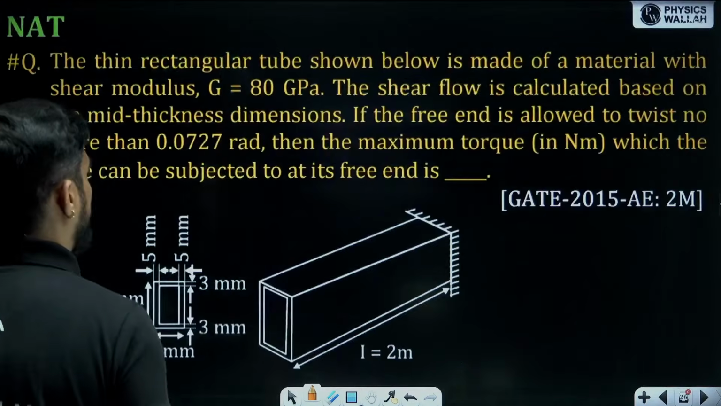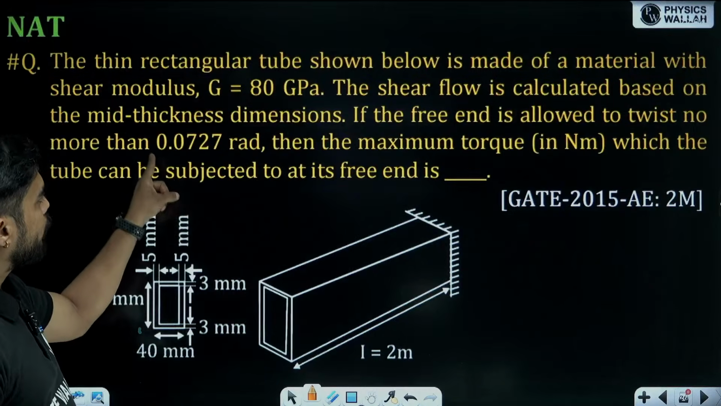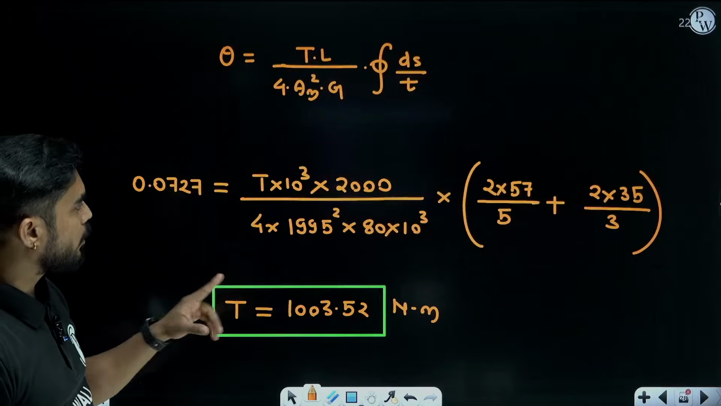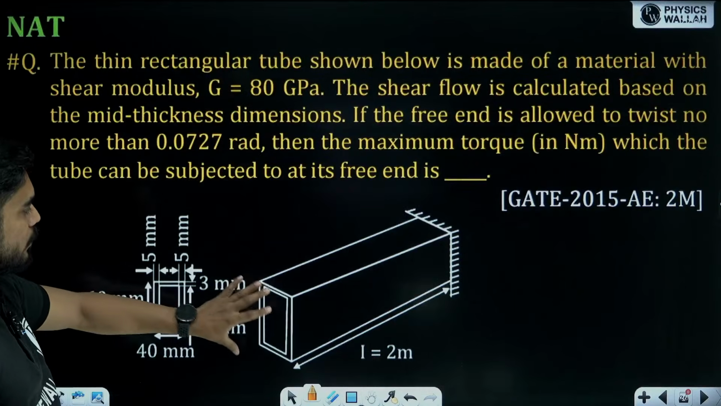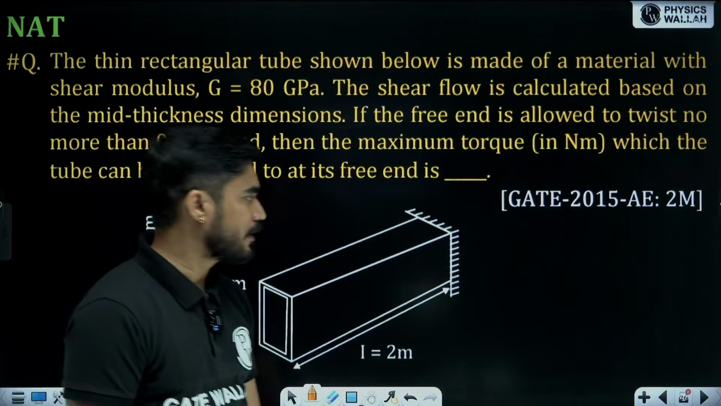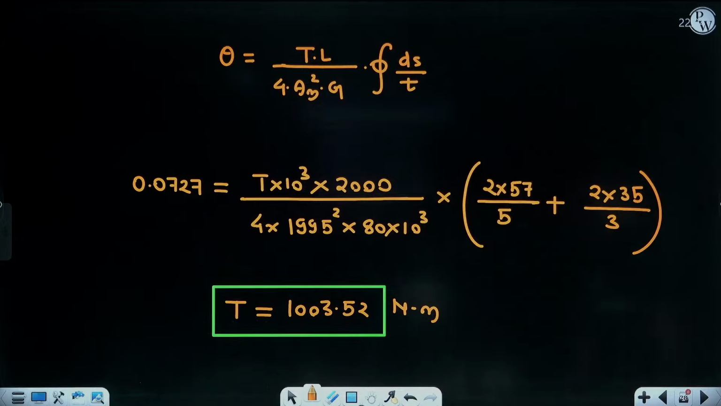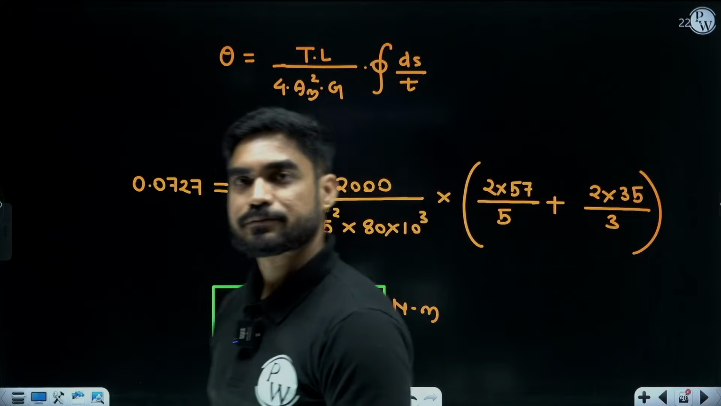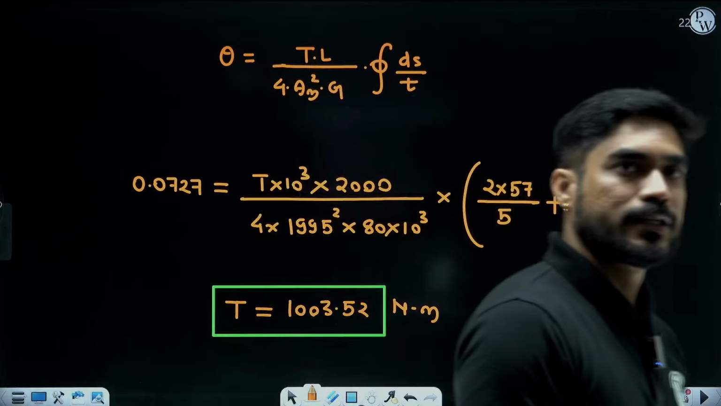So this is the amount of torque that you can apply at the free end, so that the angle of twist will be maximum 0.0727. If you increase the torque beyond this value, then the angle of twist will exceed this value and this member will fail. Okay, so 1003, almost 1000 Newton meter is the answer. I hope all of you have got the same answer. Okay, so let's move to another question.